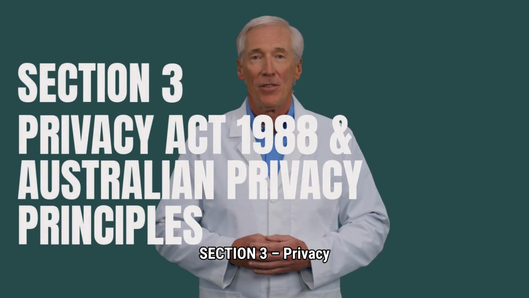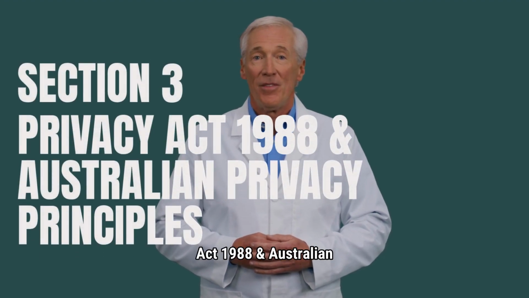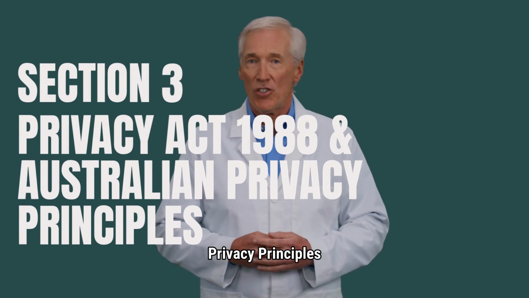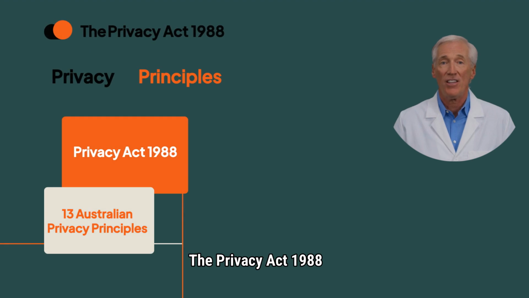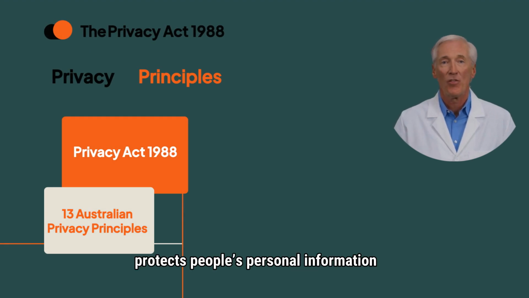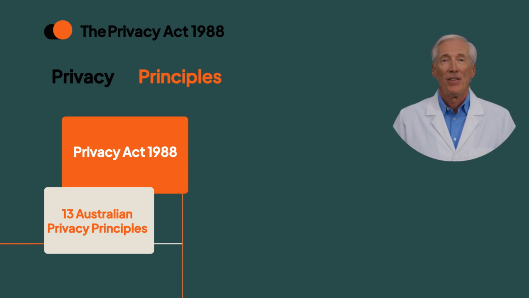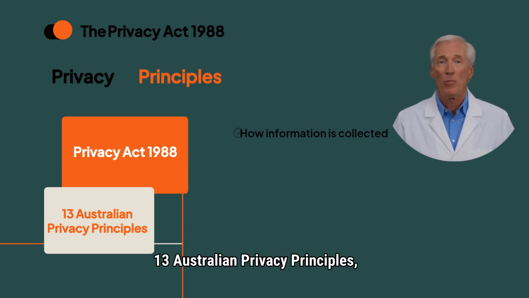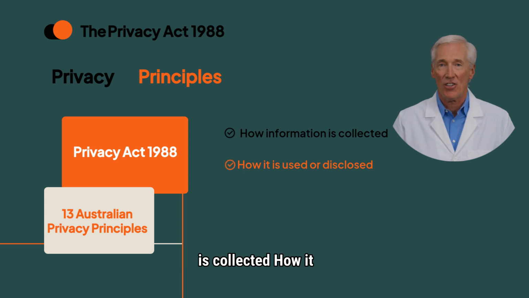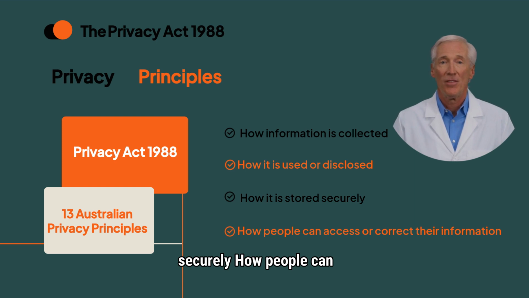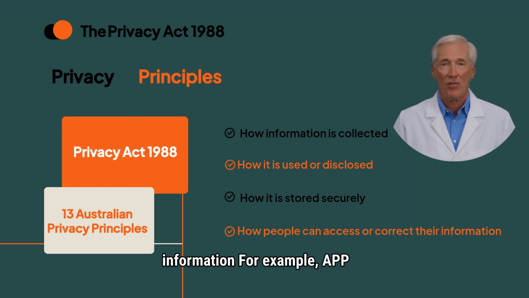Section 3. Privacy Act 1988 and Australian privacy principles. The Privacy Act 1988 protects people's personal information across Australia. It is supported by 13 Australian privacy principles, which guide how information is collected, how it is used or disclosed, how it is stored securely, and how people can access or correct their information. For example, APP 11 requires organizations to protect information from loss, misuse, or unauthorized access.